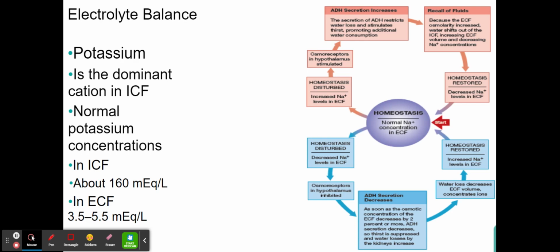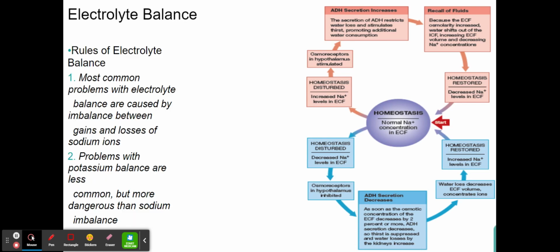Normal sodium concentrations in the ECF are about 140 milliequivalents per liter versus 10 milliequivalents per liter or less in the ICF. Potassium is the main cation in the ICF, where concentrations reach 160. Extracellular potassium concentrations are generally very low, from 3.5 to 5.5 milliequivalents per liter. Two points about sodium and potassium balances are worth noting. One, the most common problem with electrolyte balances is caused by an imbalance between gains and losses of sodium ions. Two, problems with potassium balance are less common but significantly more dangerous than problems related to sodium balance.